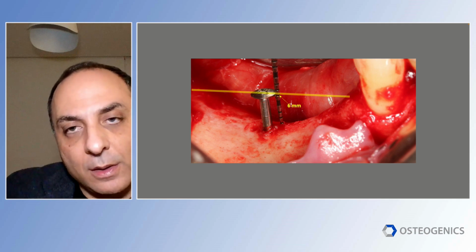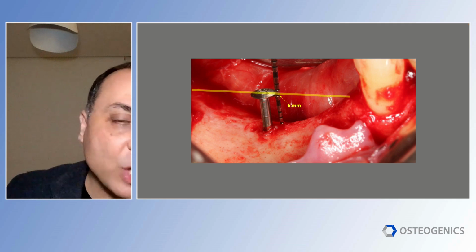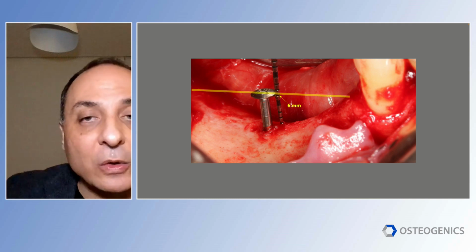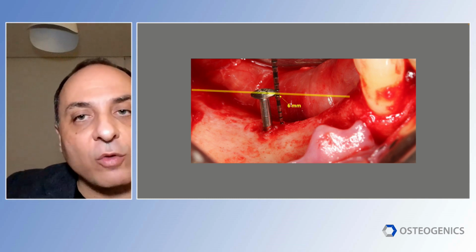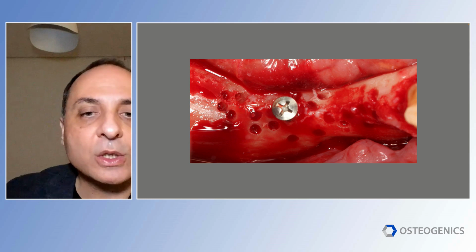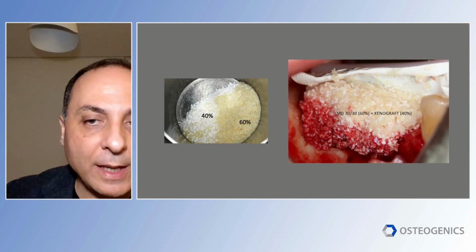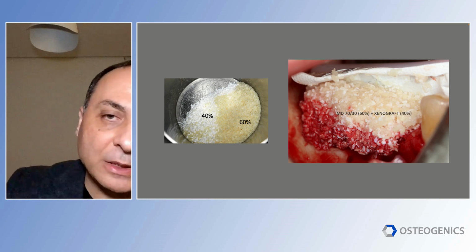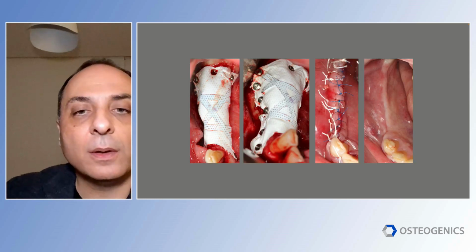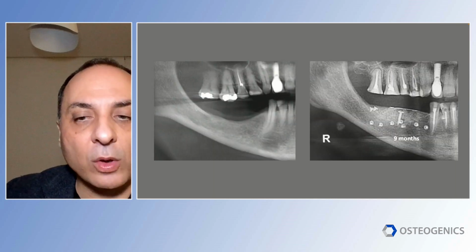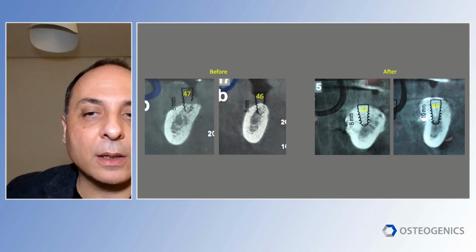I've described this approach in a textbook chapter published lately, but it's not a clear case series and documentation of all the aspects of this approach. So look at this case, 6 millimeter in vertical. So again, the 70-30 mixed with some xenograft and covered with a titanium reinforced membrane. And I want you to see the outcome.